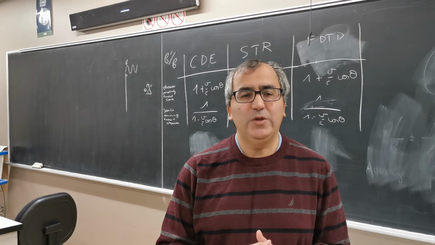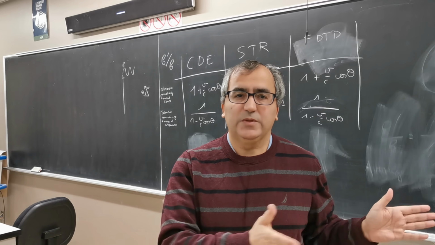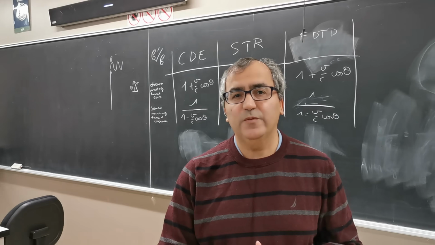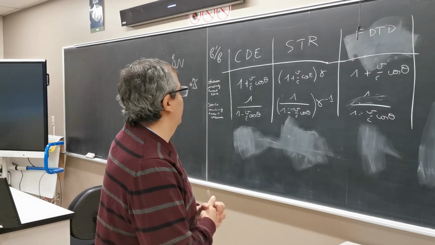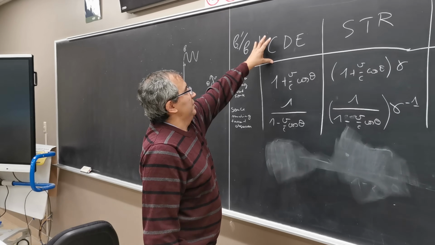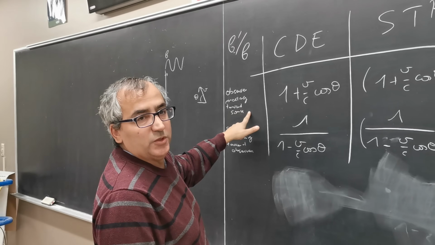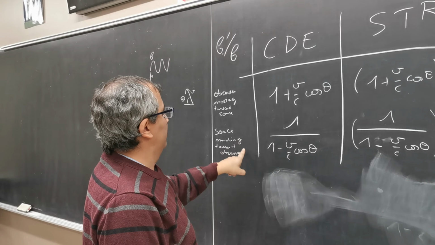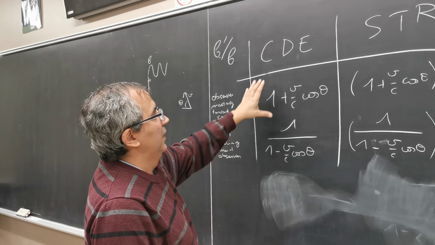So we have different formulas for the Doppler effect, where either the source is moving or the observer is moving. I have put them on the board here. These are the classical Doppler effect formulas, for when the observer is moving toward the source, or the source is moving toward the observer.